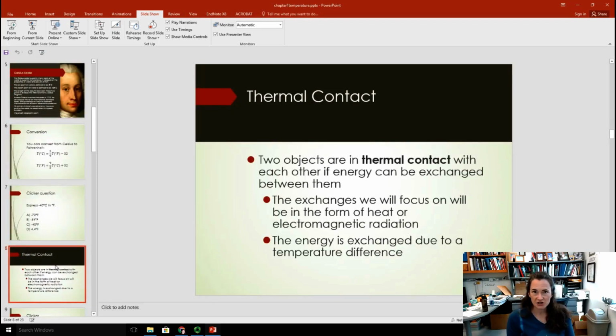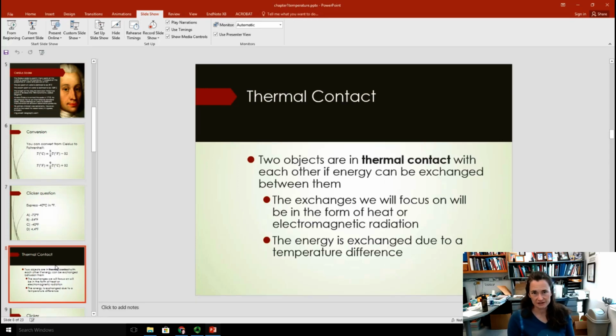Now, I'd also like to make some other important definitions that will lay the foundations for the rest of our time in this class. So first, I want to define what thermal contact is. Two objects are in thermal contact with each other if they can exchange internal energy between them. The exchanges that we're going to focus on will be in the form of heat or electromagnetic radiation. Now, this energy is exchanged when there is a temperature difference between these two objects.